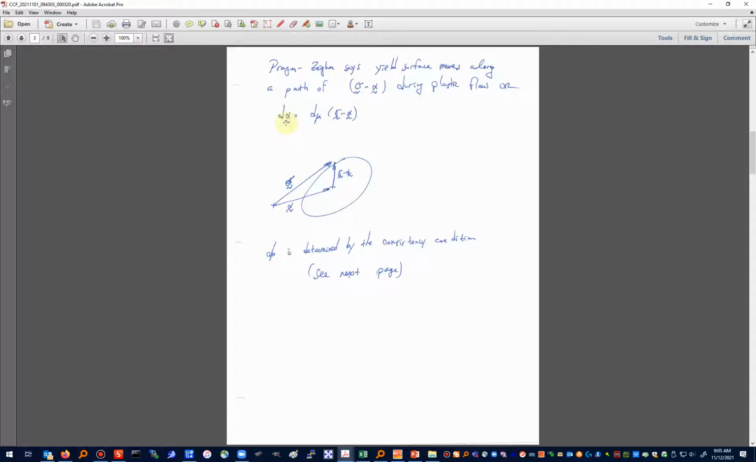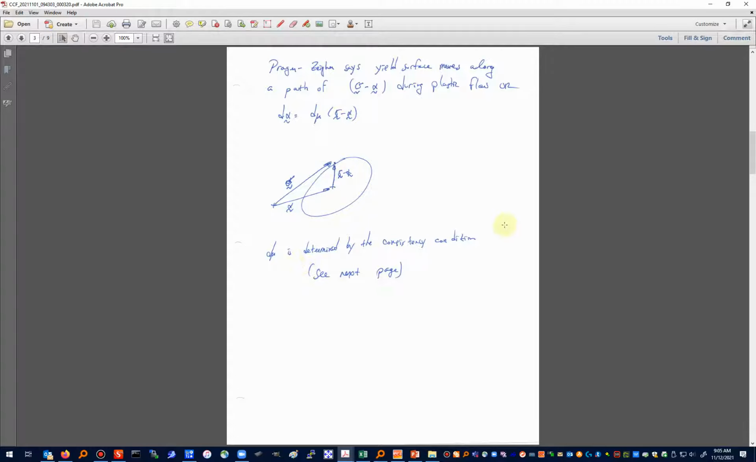Prager-Ziegler says that d alpha, the movement of the back stress, is equal to some constant times the difference between the current stress state on the surface and the current back stress state. So d alpha will move along a line that's parallel to this direction. So it's not necessarily in the direction of the applied stress increment, which could be loading off at any particular angle, but it is parallel to this path.